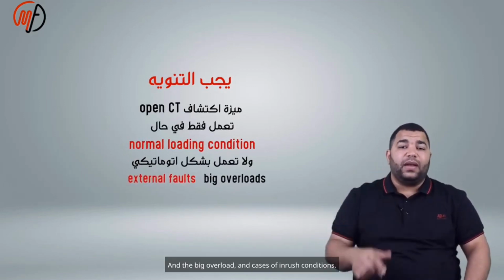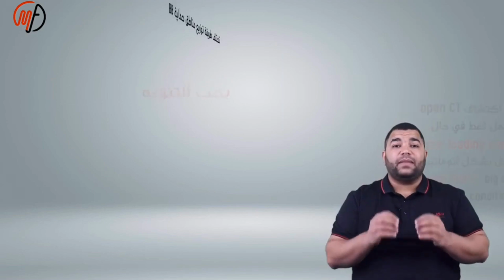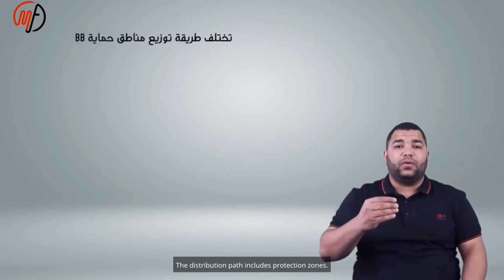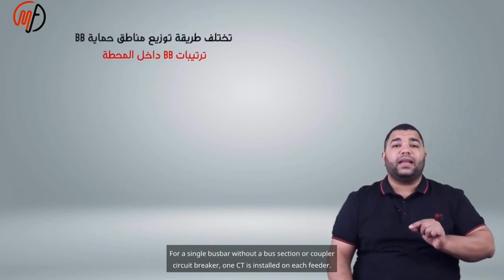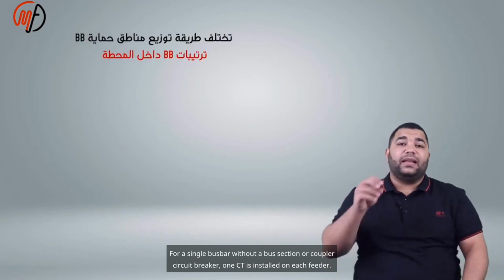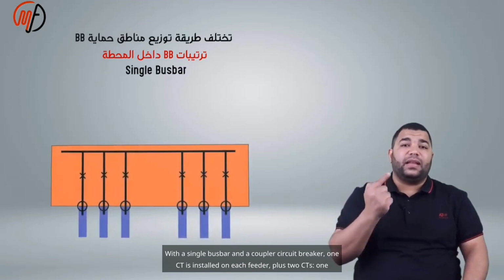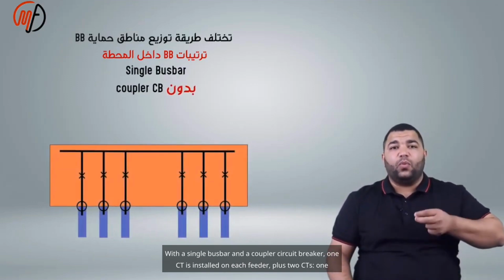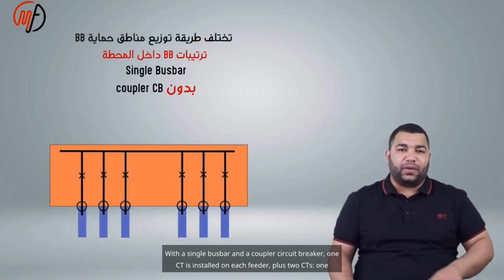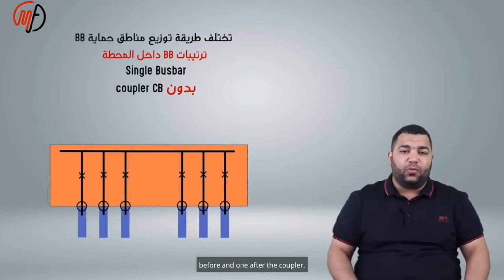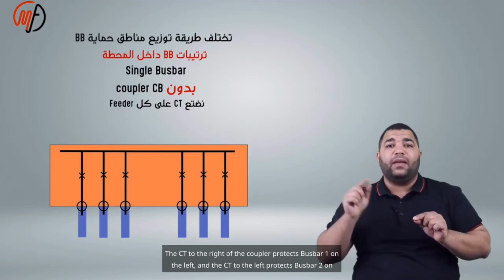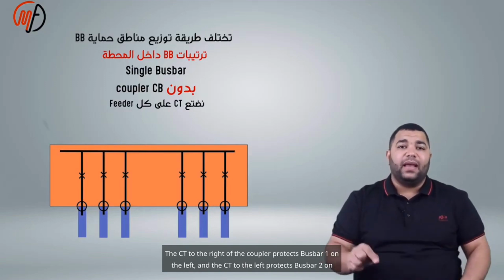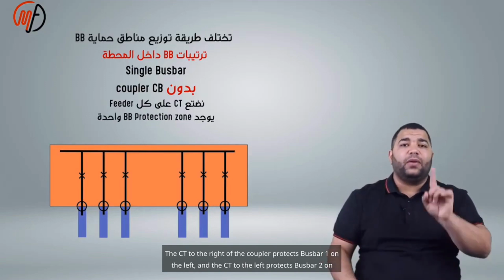In cases of big overload and inrush conditions, the distribution path includes protection zones. For a single bus bar without a bus section or coupler circuit breaker, one CT is installed on each feeder. With a single bus bar and a coupler circuit breaker, one CT is installed on each feeder, plus two CTs, one before and one after the coupler. The CT to the right of the coupler protects bus bar 1 on the left, and the CT to the left protects bus bar 2 on the right.